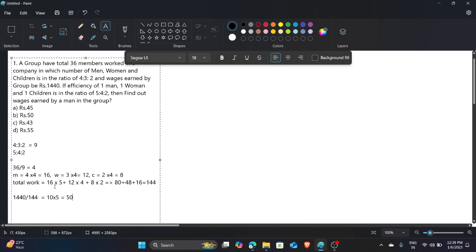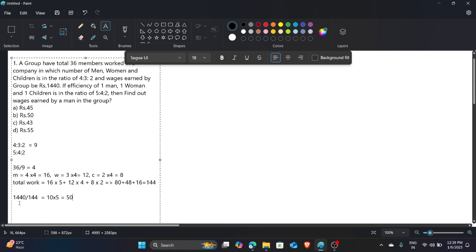So the total work they have done is 144, but they gained this much money. It means the value of one unit is 10. Now if the efficiency is 5, I get the value of 1 unit of work, because this is the total work.